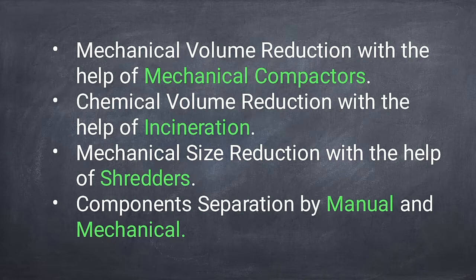And mechanical size reduction is done with the help of shredders. Paper industries and cardboard industries use it. In the case of shredders, whatever papers or cardboards we send in a row will be cut into slices. Okay, what about component separation? It is done either manually or mechanically. The machines will be set up in such a manner that they pick the things. If it is a usable thing, it will be sent to the recovery facilities. If not, it will be directly sent to the disposal site.